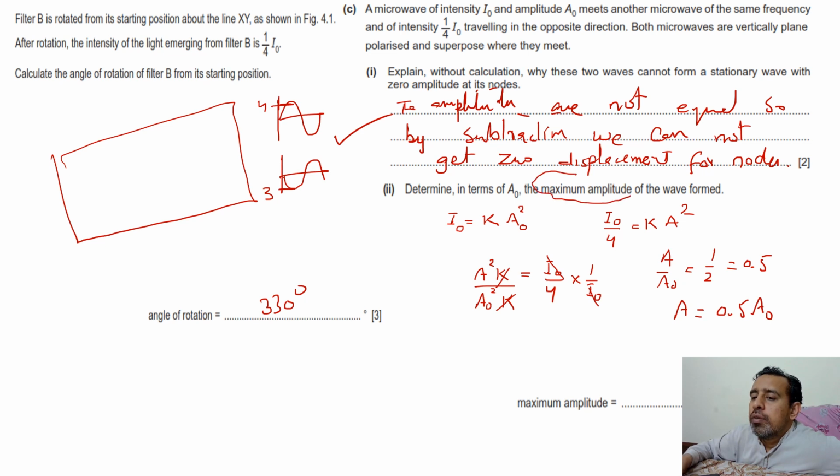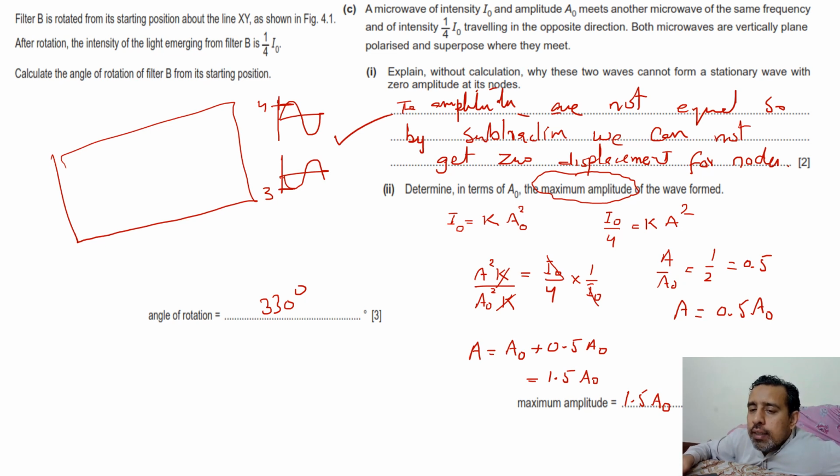But to get the maximum amplitude of the wave, we have A naught plus half of this A naught. So now the maximum amplitude is 1.5 of A naught. It means when the intensity was I naught, the amplitude is A naught. And when intensity is reduced to quarter of the initial value, then the new amplitude is A. This amplitude is now 0.5 of the initial amplitude. So the maximum amplitude is A naught plus this 0.5 of A naught. Hence the answer is 1.5 A naught.